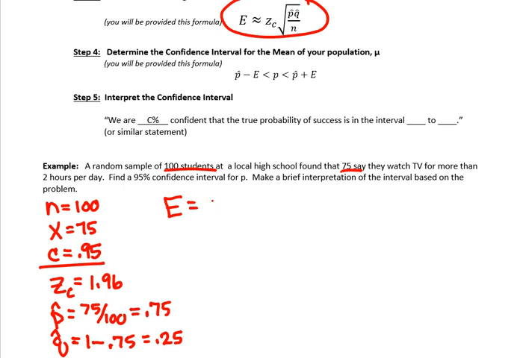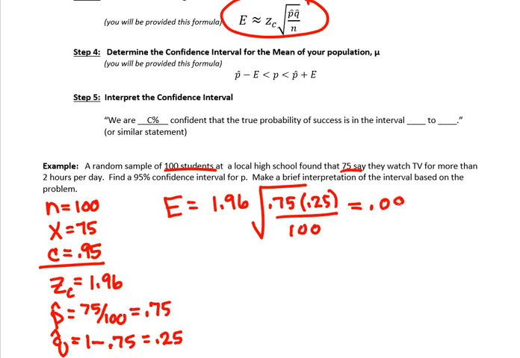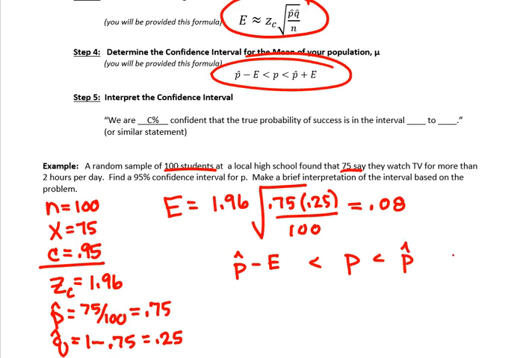All right, so for my problem, I'm going to say my error is 1.96 times the square root of P hat, 0.75, times Q hat, 0.25, divided by N, which is 100. When I put that into my calculator, I'm going to go ahead and round that to 2 decimal places. I get 0.08. Okay, so my confidence interval uses p hat instead of an x bar, obviously, because we have p. So if I take p hat minus the error and p hat plus the error, I should be able to get something in between.